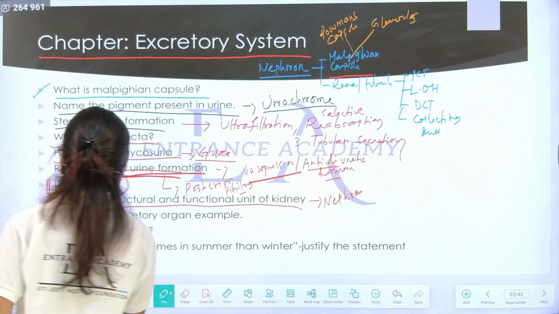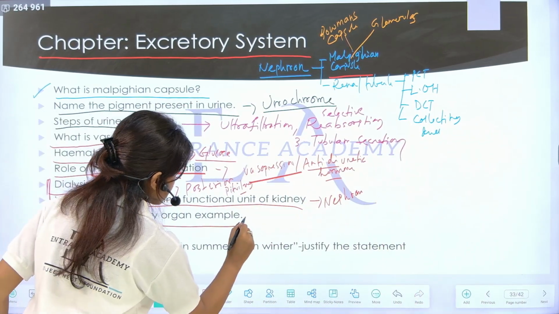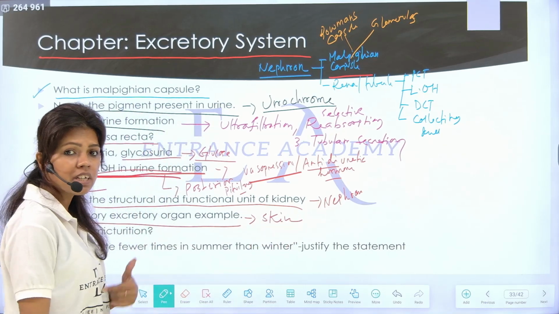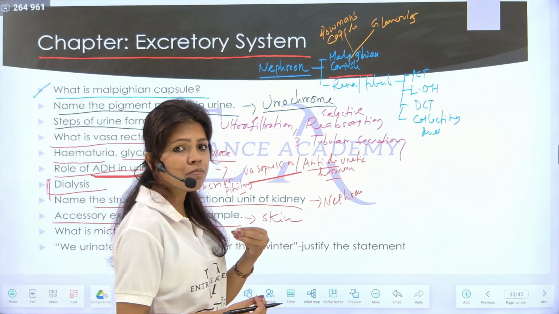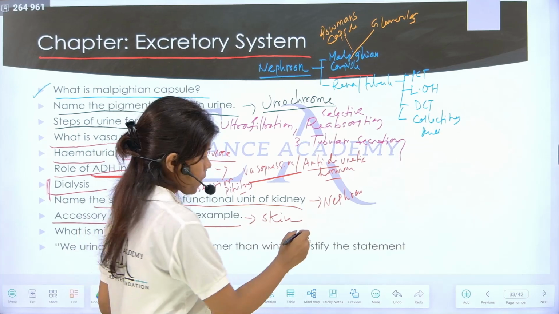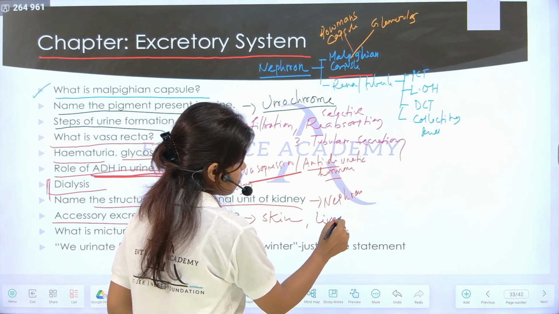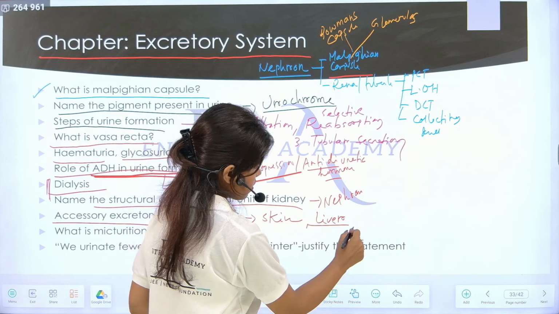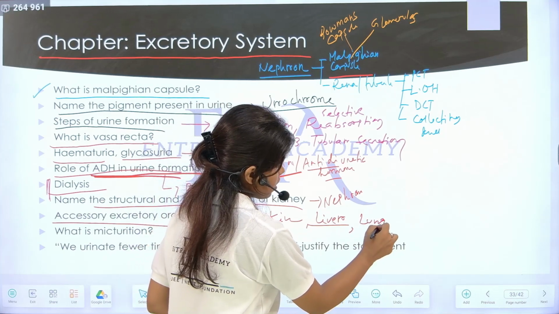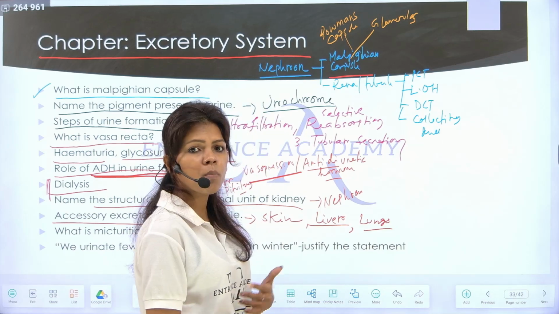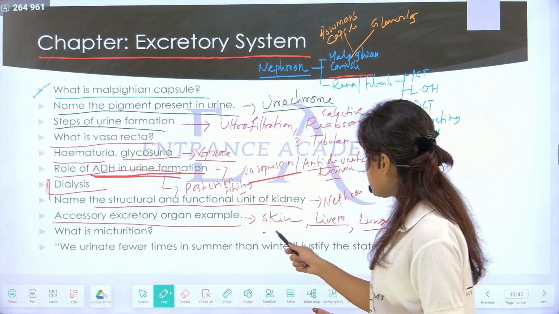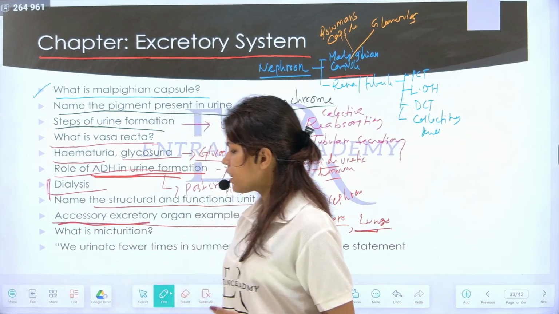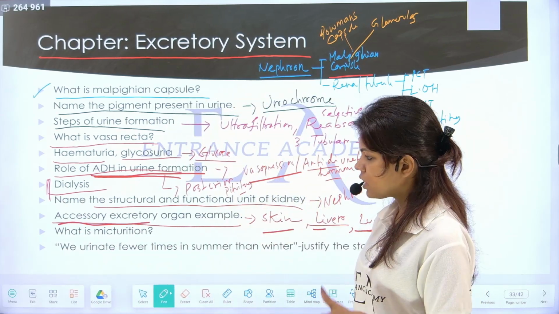Next, accessory excretory organs. Examples are skin, which is responsible for releasing sweat, a little bit of water and salt. Liver, which detoxifies any kind of drugs, metals and poisons. Lungs, which release carbon dioxide as an excretory gas. So skin, liver and lungs, these three are the accessory excretory organs, and the main excretory organ is the kidney.